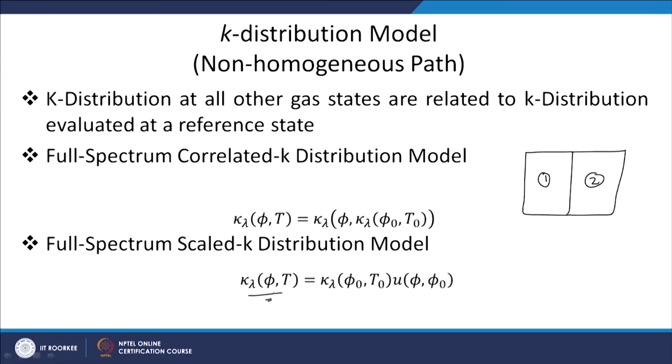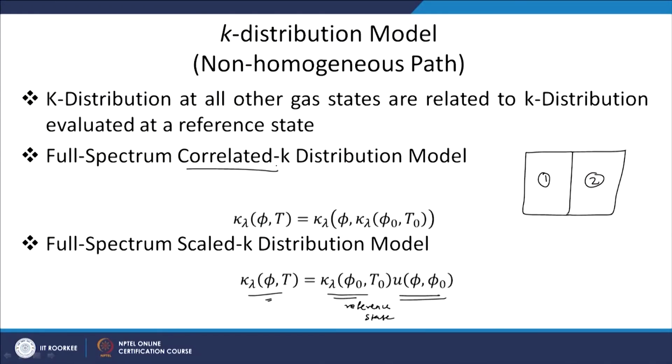We discussed the scaling approximation in the weighted sum of Gray gases model also, where we said that the absorption coefficient at any gas condition phi is equal to the absorption coefficient at the reference state times a scaling function u. So the scaling function we discussed in the weighted sum of Gray gas model applies to K distribution also; we can use the scaling approximation in K distribution.